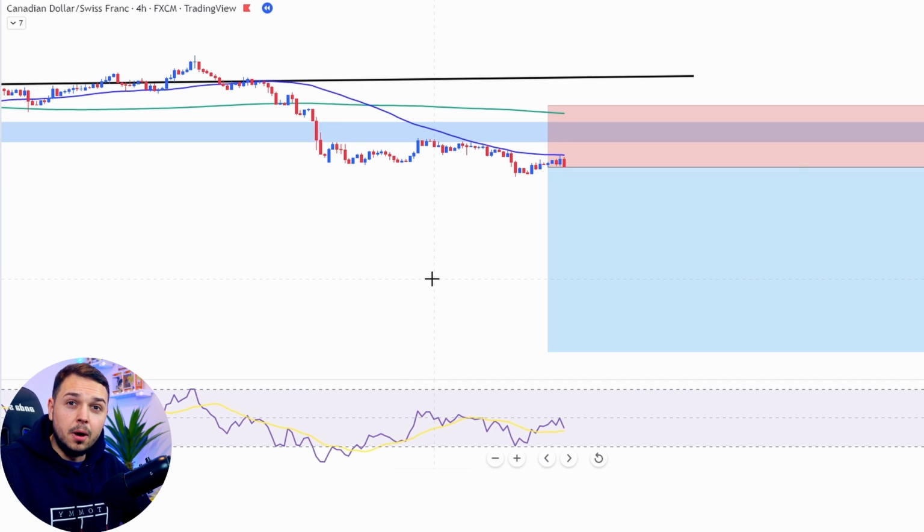Now, for your take profit level, you want to have 2-to-1 to 3-to-1 risk reward. I chose 3-to-1 because I believe that this trade will continue falling down.